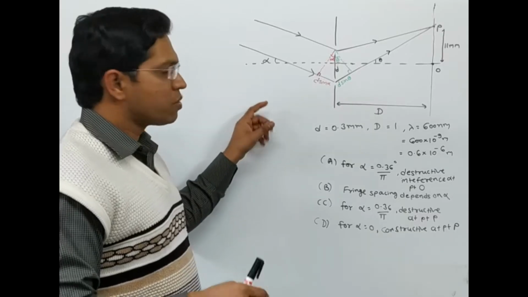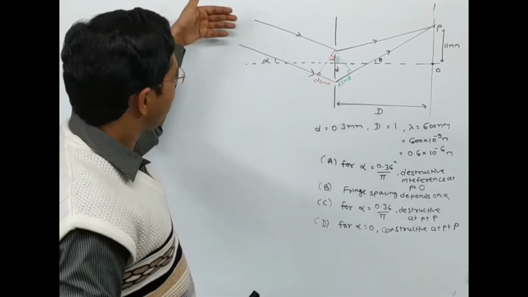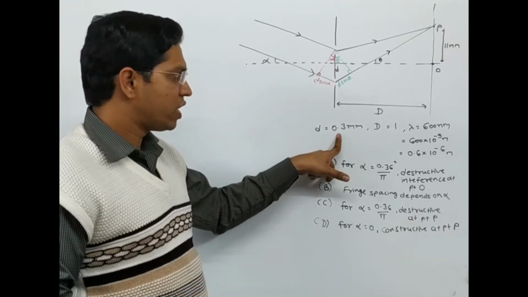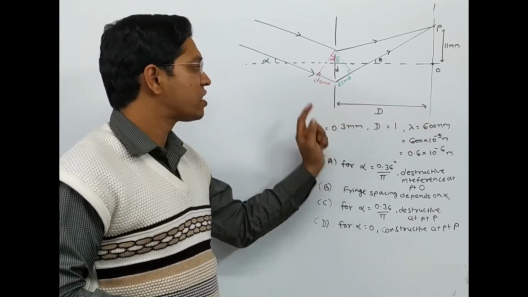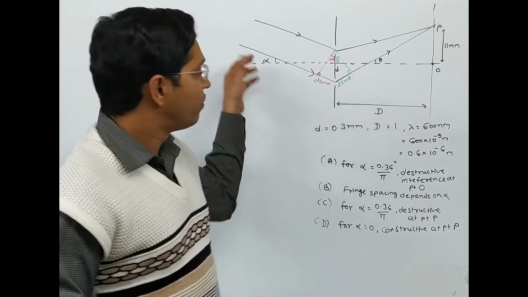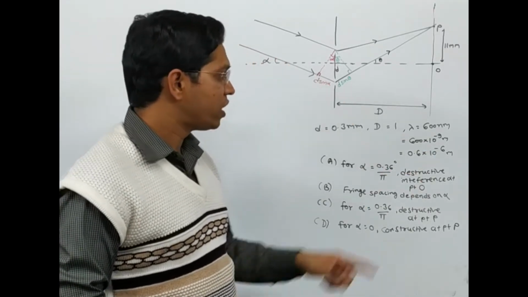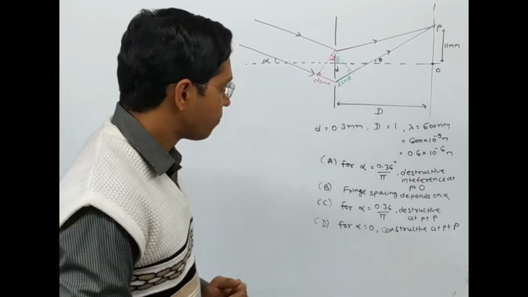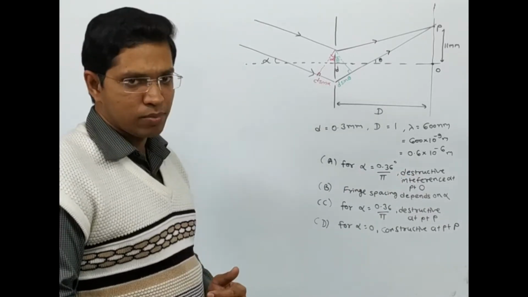This is the question which is based on Young's double slit experiment. The rays are falling at an angle alpha. Then the slit separation is given as 0.3 mm. The distance between the slit and the screen is 1 m. Then the wavelength of the light is 600 nanometer. If you solve it, it turns out to be 0.6 into 10 raised to minus 6 meter. And we have to choose the correct options among these.